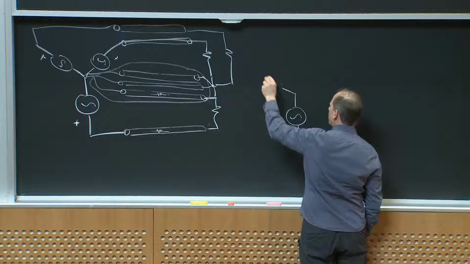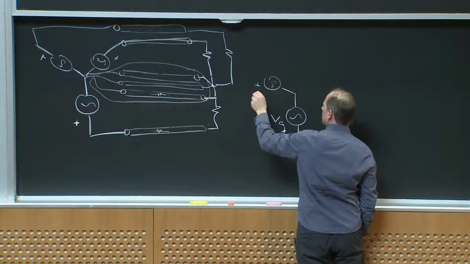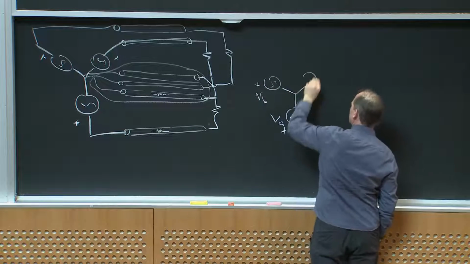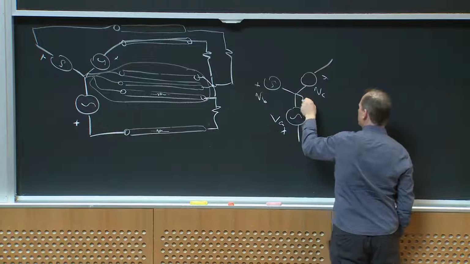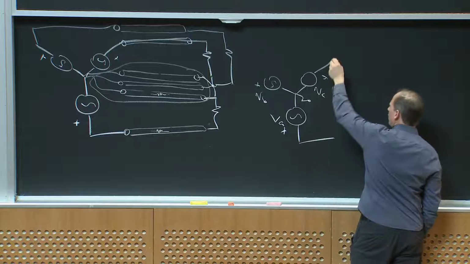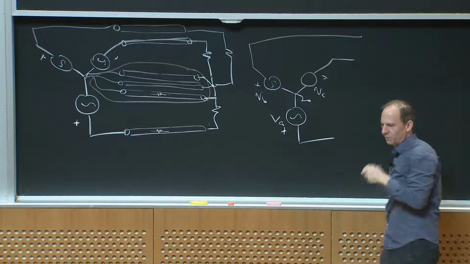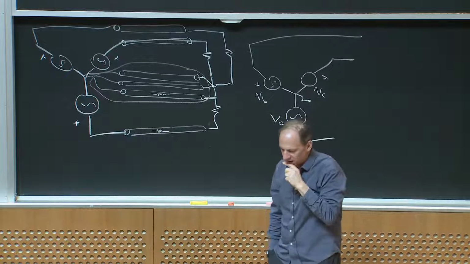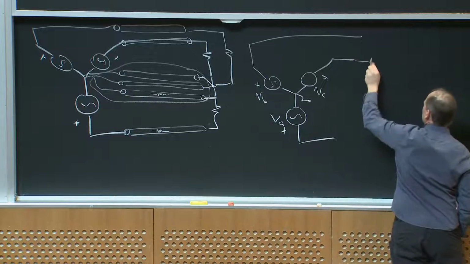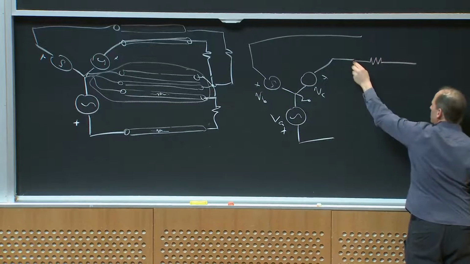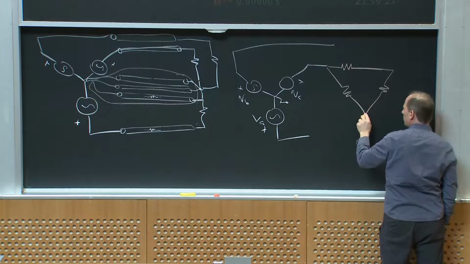Here's VA, here's VB, and here's VC. Okay, and here's my neutral. There's nothing that says I actually have to connect my loads the same way, right? I could do something different. I could, for example, connect my loads like this. I could connect my source in Y and my load in delta, for example, right?